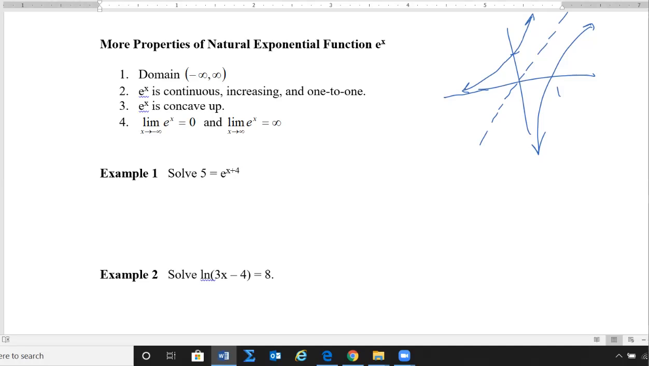And you can also see that the limit as x goes to infinity is infinity, and the limit as x goes to negative infinity is 0. It must be if it's to be the inverse. So, okay, there's a few properties, and now we're going to solve an equation or two. The exponent has our variable, so we need to get that out of the exponent. You do that by going to the other form, the inverse form, let's put it that way. So we can say this is the same thing as natural log 5 equals x plus 4.